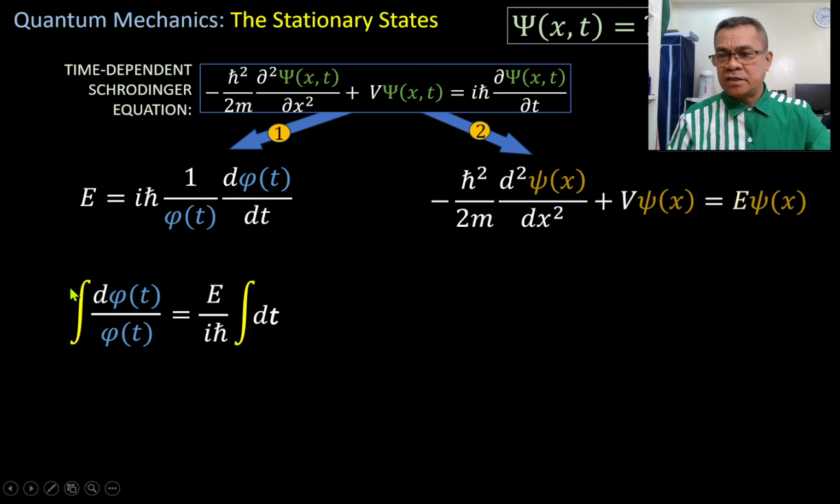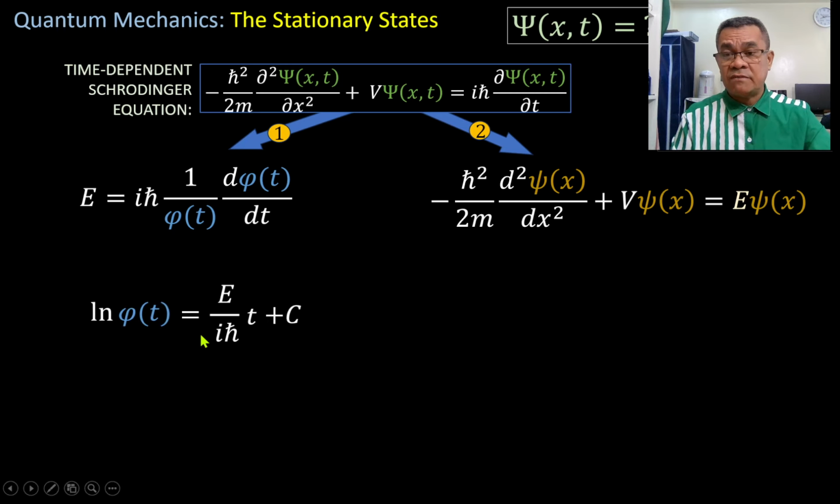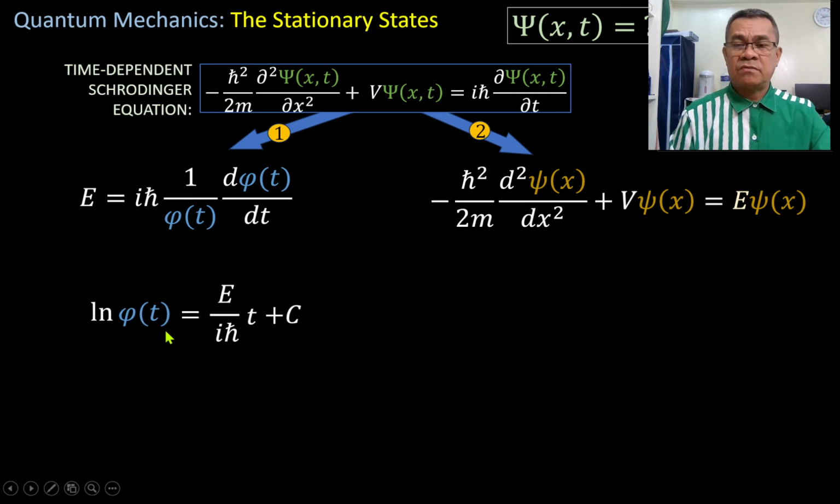Now, take note that the integral of the derivative of p with respect to p is just the natural logarithm of p. And the integral of dt is very easy, it's t. Now, since this is an indefinite integral, we need to add a constant of integration. So, in other words, this is now the evaluated expression of the differential equation.